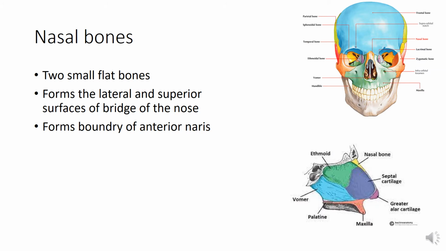The nasal bones, there are two nasal bones, small flat bones that form the greater part of the lateral and the superior surface of the bridge of the nose. So here you can see that this is the bridge of the nose. It is formed by the two nasal bones. So these are the two small pieces, and they are forming the bridge of the nose, and they also form the boundary of anterior nares. Now anterior nares is the opening into the nasal cavity.